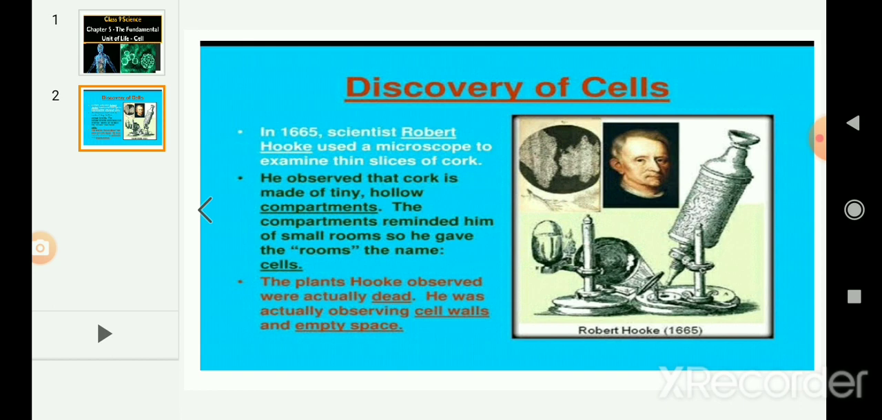This was the very first time that someone had observed that living things appear to consist of separate units. But the cells which Robert Hooke observed were dead cells.